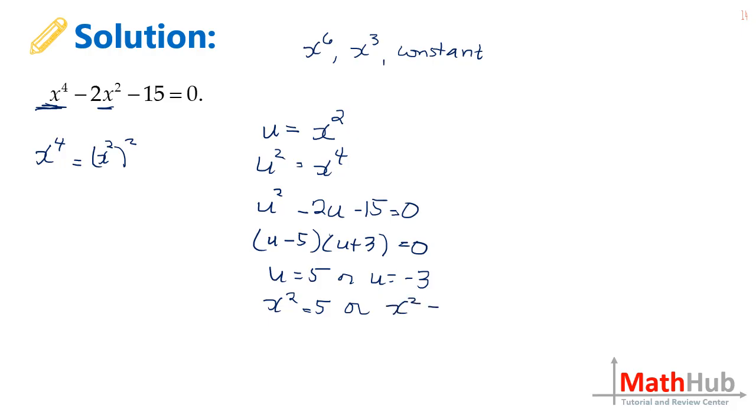Here, x squared equals negative 3. But take note that x squared equals negative 3. Is that possible? That's not possible, right? This is impossible because the square of a number cannot be equal to a negative number. So that leaves us only with x squared equals 5. So therefore, x is equal to plus or minus square root of 5.